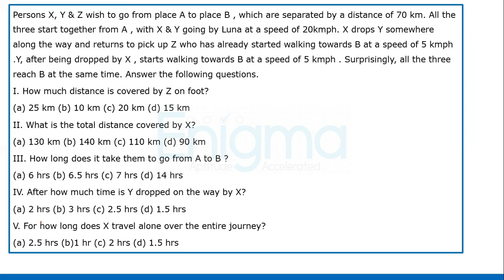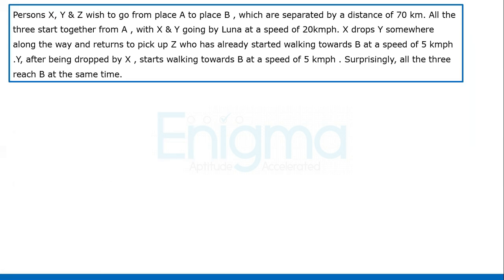Answer the following questions. So we have here five different questions. So let's first solve this question. Now, if you see the last sentence, we will realize that all three reach B at the same time. Hence, we can say that time of X is equal to time of Y is equal to time of Z.